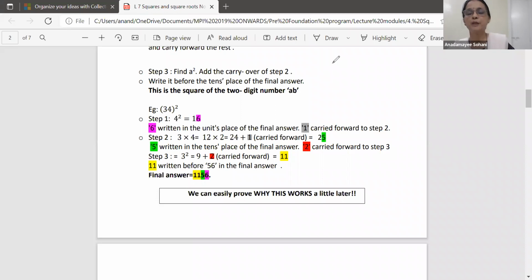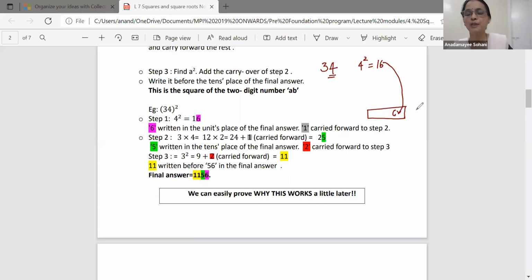See the steps, everybody at the board. I will find the square of the number in the units place. What is 4 square? 16. And this is my final answer's box. 4 square is 16. I will write the units digit of this over here as the units digit of the final answer, and I will carry over 1 to the second step.